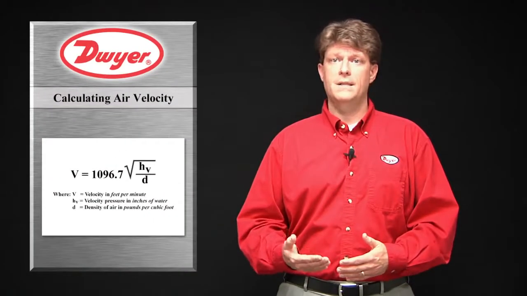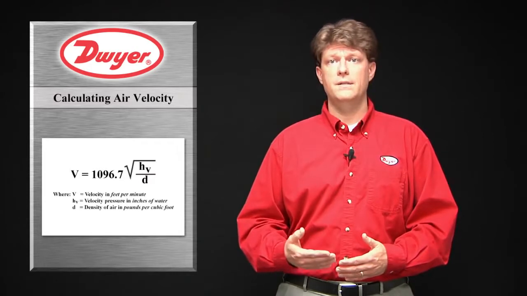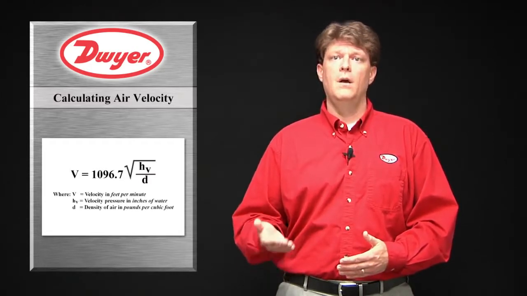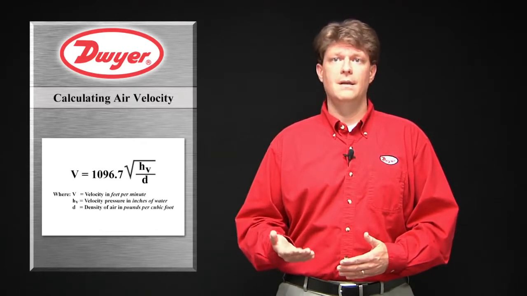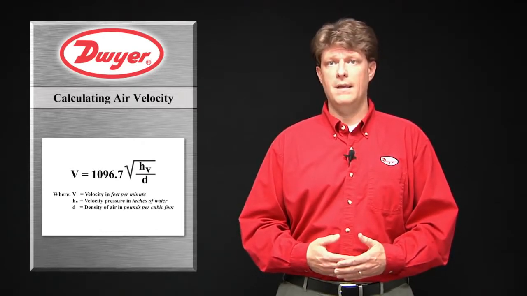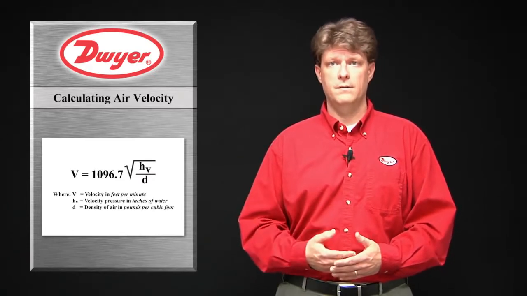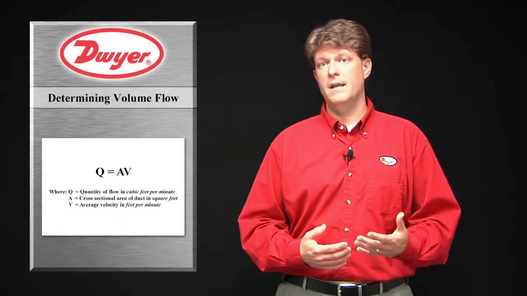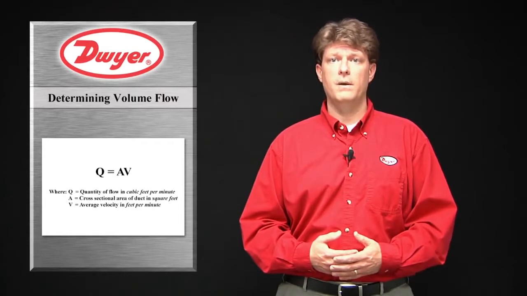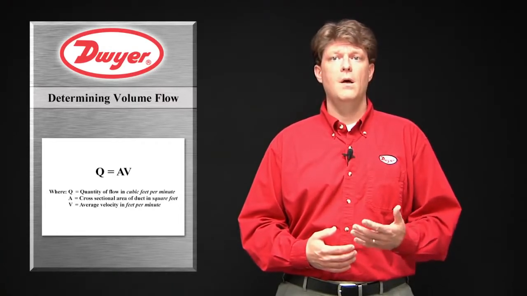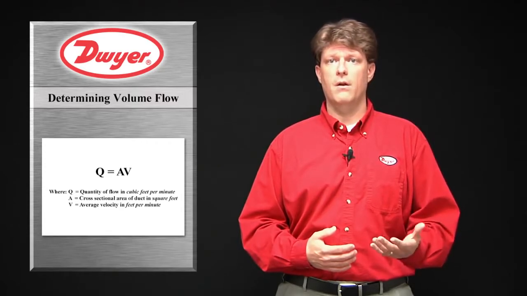The fluid velocity is directly proportional to the velocity pressure and can be calculated using the formula shown, with V the velocity, D the density of air in the application, and HV the velocity pressure from the measuring device. From velocity, it is then easy to calculate volumetric flow rate, with flow rate Q equal to the velocity multiplied with the cross-sectional area of the duct or pipe.